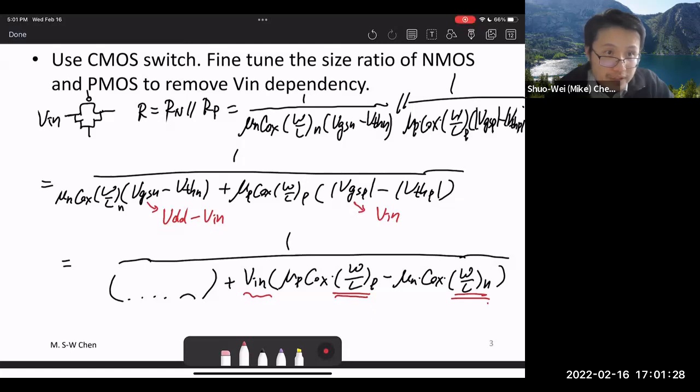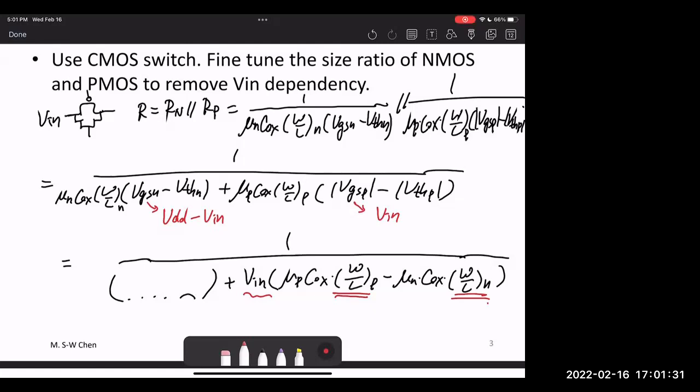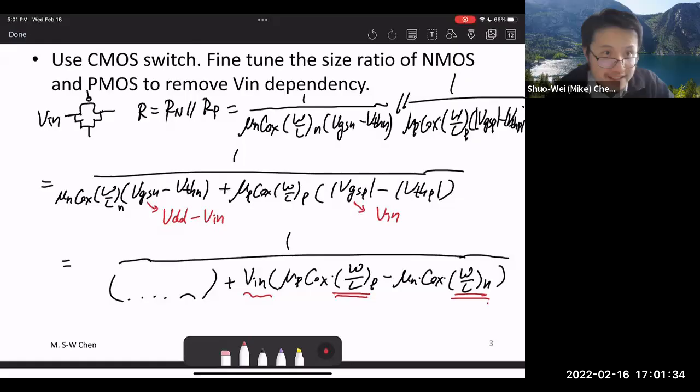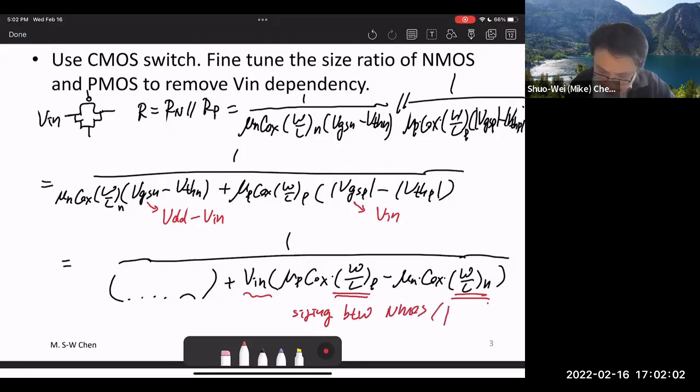Does that remind you of the inverter sizing? Yes, exactly. So the inverter sizing was exactly doing the same thing, right? So we size that inverse to this mobility ratio. So that's the bottom line here, right? So not only do we just do a transmission gate, as we mentioned before, that you can flatten out, you could actually do a proper sizing, right? So size this between NMOS and PMOS, right? Such that this term disappears, right? That would be the best.